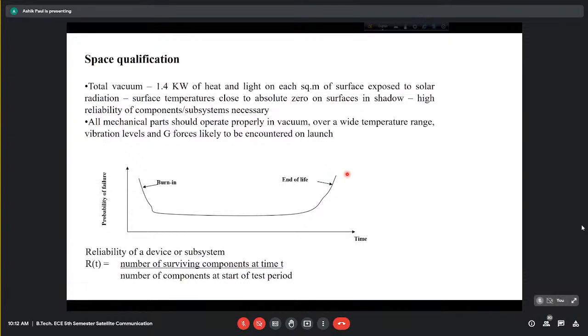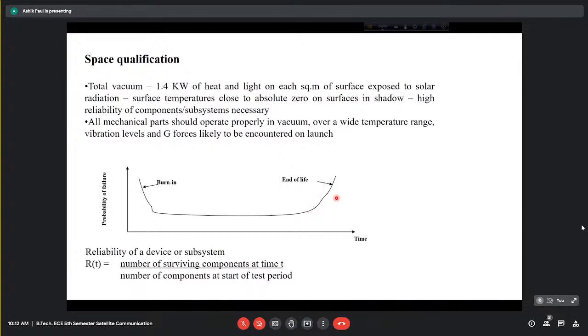In the case of a satellite, you can understand that this is one cause of worry for the satellite system designers, because during the initial part of the operation of a satellite, if failure happens in some of the vital components, then the satellite mission itself could be in jeopardy. And also near the end of its lifetime, due to aging or other things, there is once again a high probability of failure. Now, this is something which you cannot avoid.